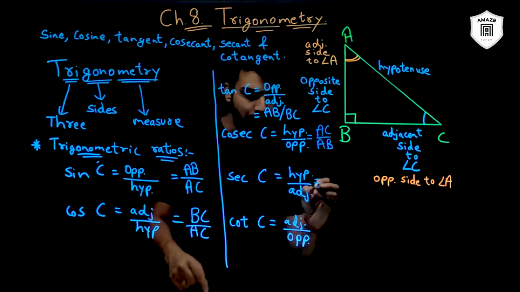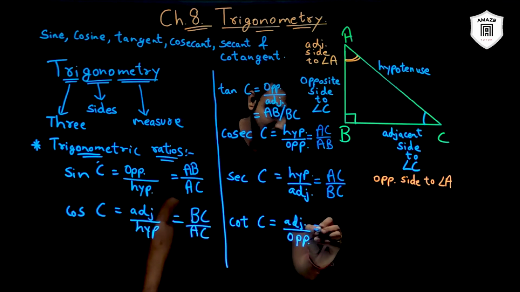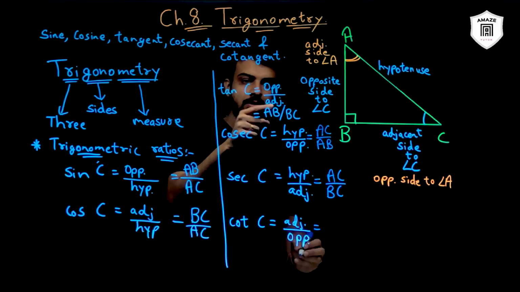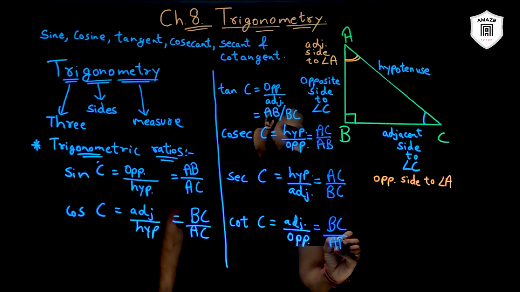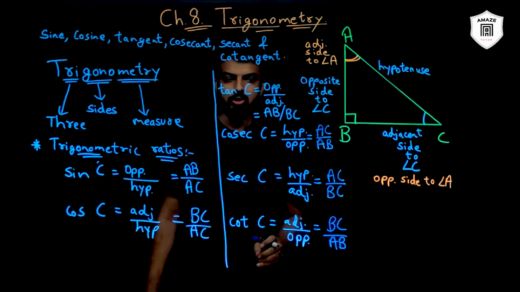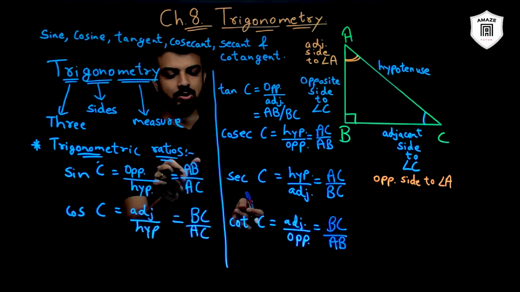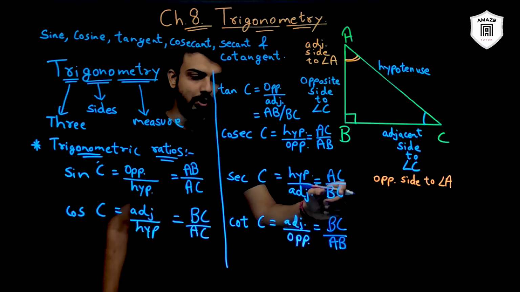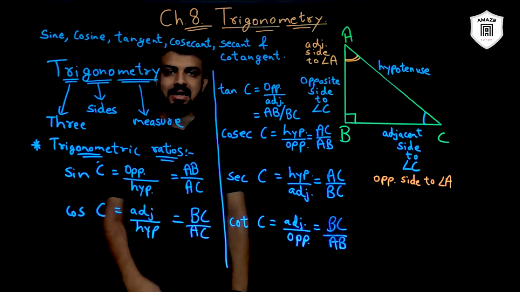Here AC upon BC, and here BC upon AB. Is this clear? So look at these 6 ratios which we are talking about. We can form 6 ratios, right? AB upon AC, BC upon AC, and so on. And all these 6 ratios are given a particular name.